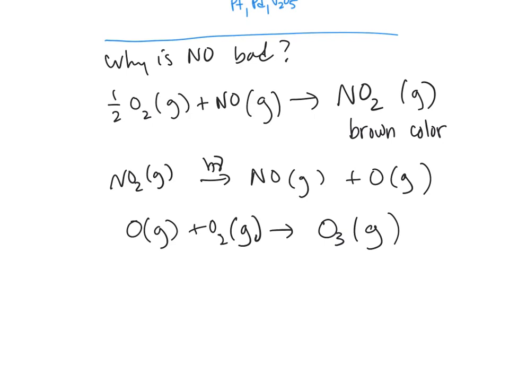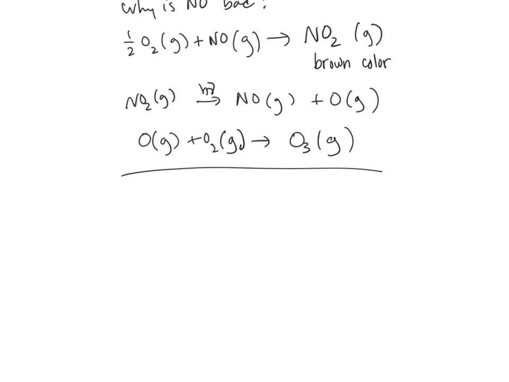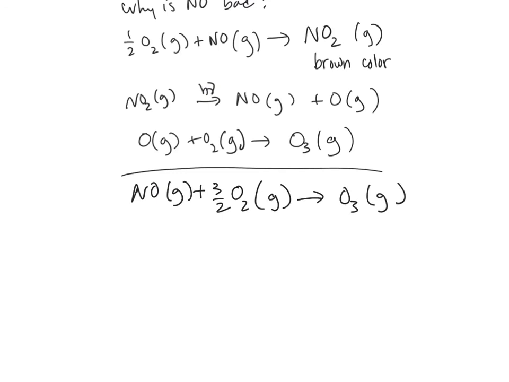High concentration of ozone is toxic, and the weatherman sometimes will tell you when there's too much ozone in the air. You've got to stay inside. You don't want to be breathing it in and irritating your lungs like that. So if you add this all up, you've got NO in the gas phase plus 3/2 O2 in the gas phase forms ozone in the gas phase. And that's why you don't want NO, because it reacts with the oxygen in the air to form ozone.